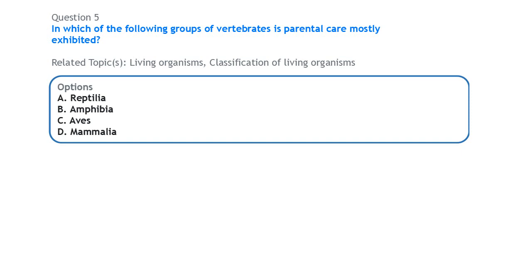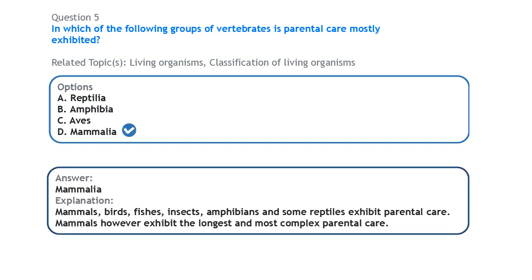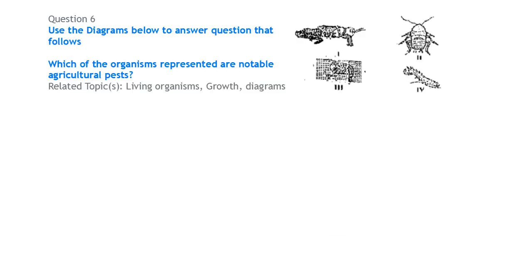Next, on living organisms, in which of the following groups of vertebrates is parental care mostly exhibited? It is mostly in mammals. Of the options that we have here, the mammals are the ones that mostly exhibit parental care. After the mammals, then we have the birds, and then fishes. So mammals have the longest and the most complex parental care.